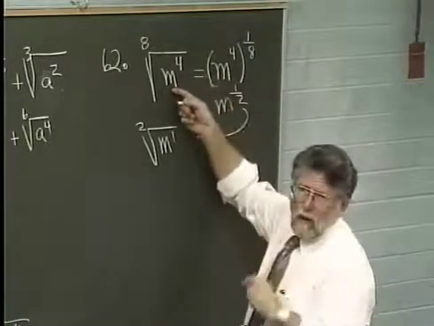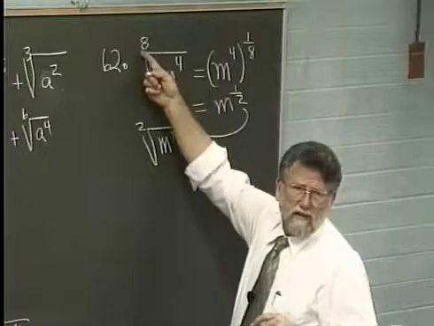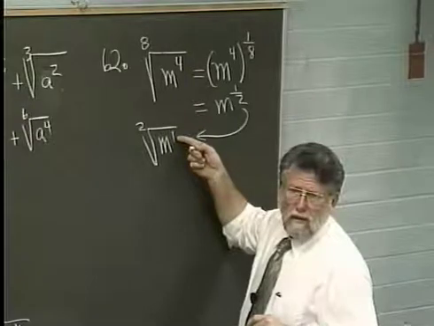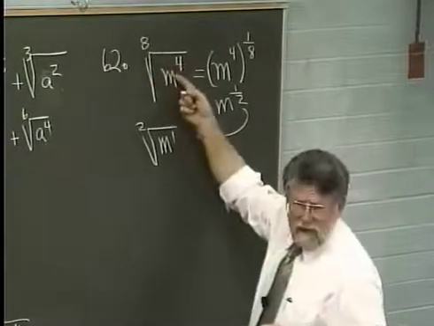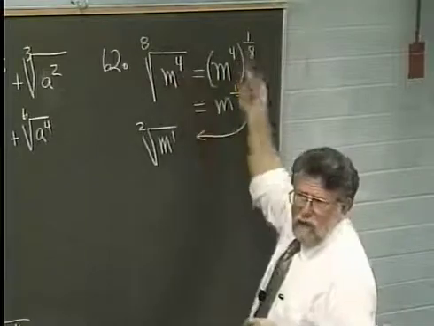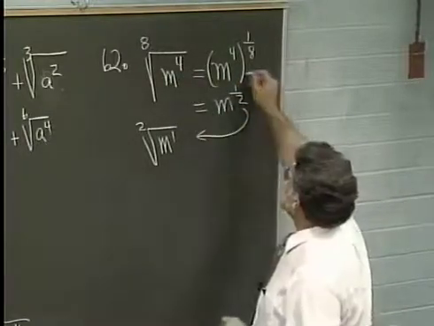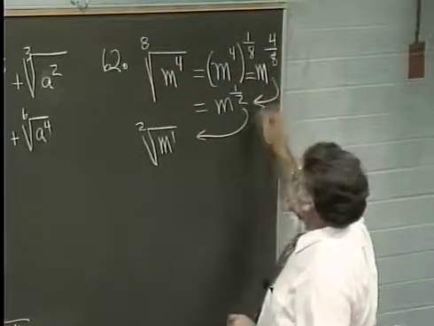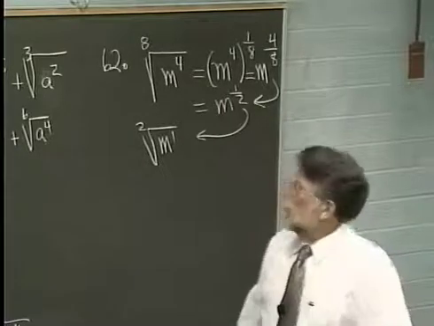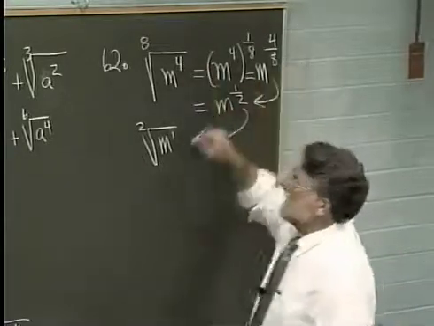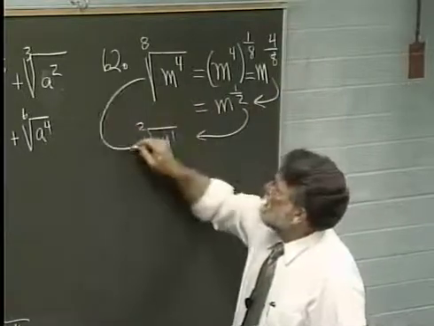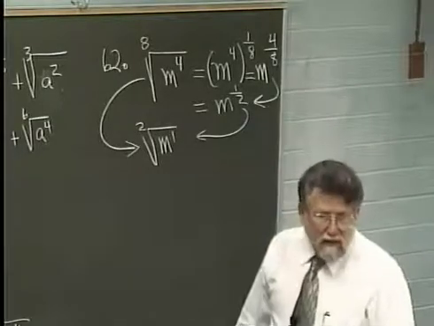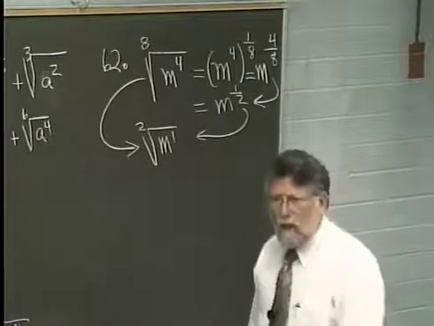Now let's compare these two. What have I in essence done? I've divided the index and this exponent both by 4. The index was 8, this exponent was 4. It was like having 4 over 8. So I could have written this as m to the 4 over 8, which became m to the 1/2. So the question is, do you have to go through all this, or can you just see that as a simplification? That's the kind of thing that the text is pushing. Well, let's do one more.